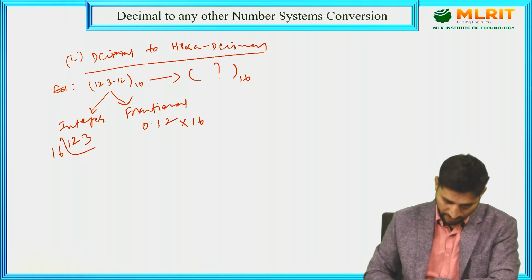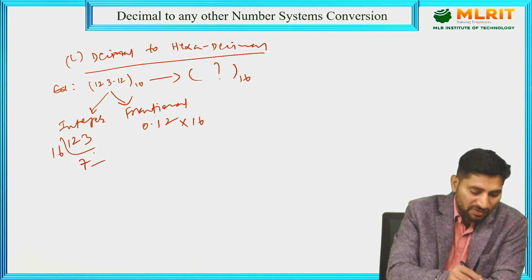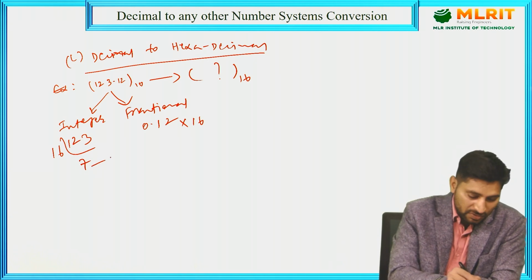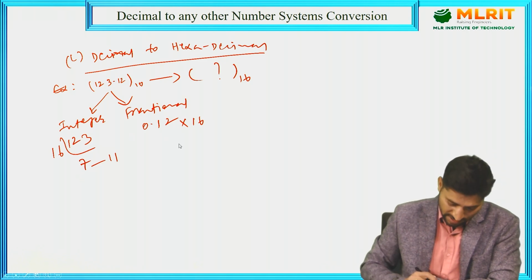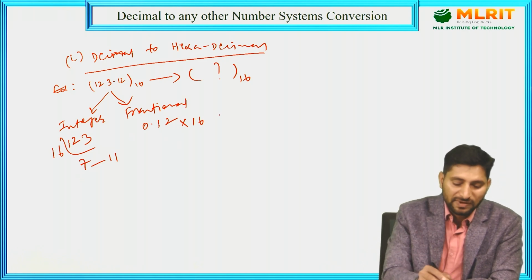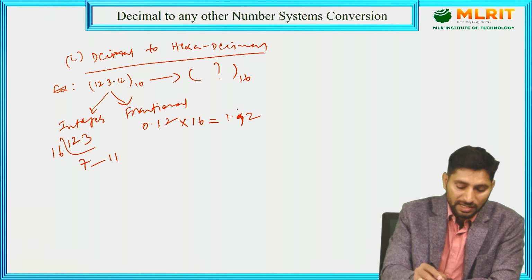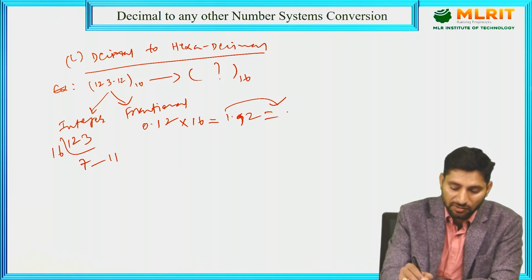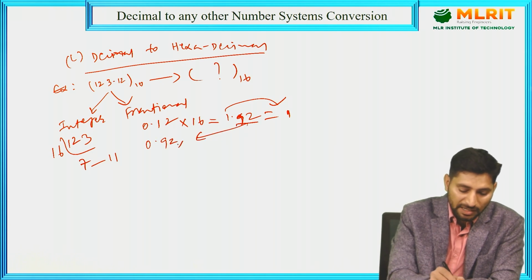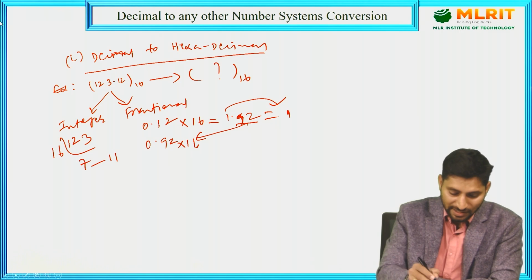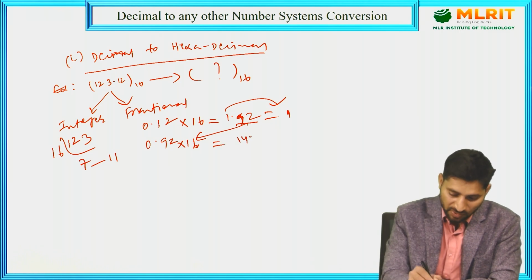So here 16 7 112. What is the remainder here? So here 11 is the remainder. So like this I have to do. For the fractional part, I have to multiply with 16. This is 1.92. Here the same process I have to do. The integer part I have to copy here and the fractional part I have to again take here and multiply with 16. So what is the answer I got here? 0.92 into 16 is 14.72.